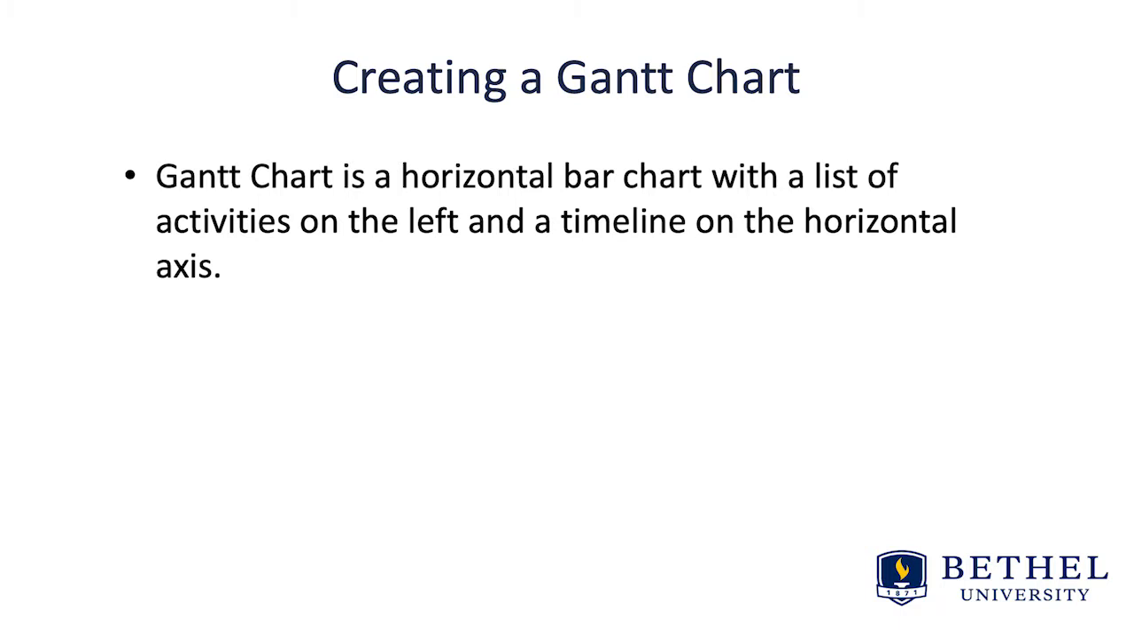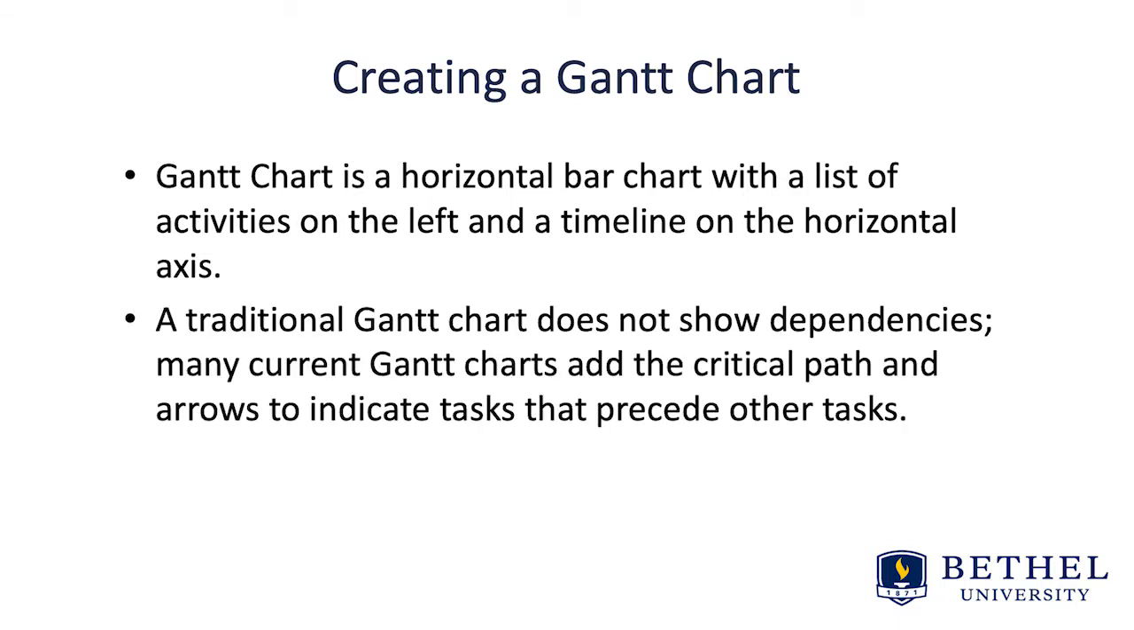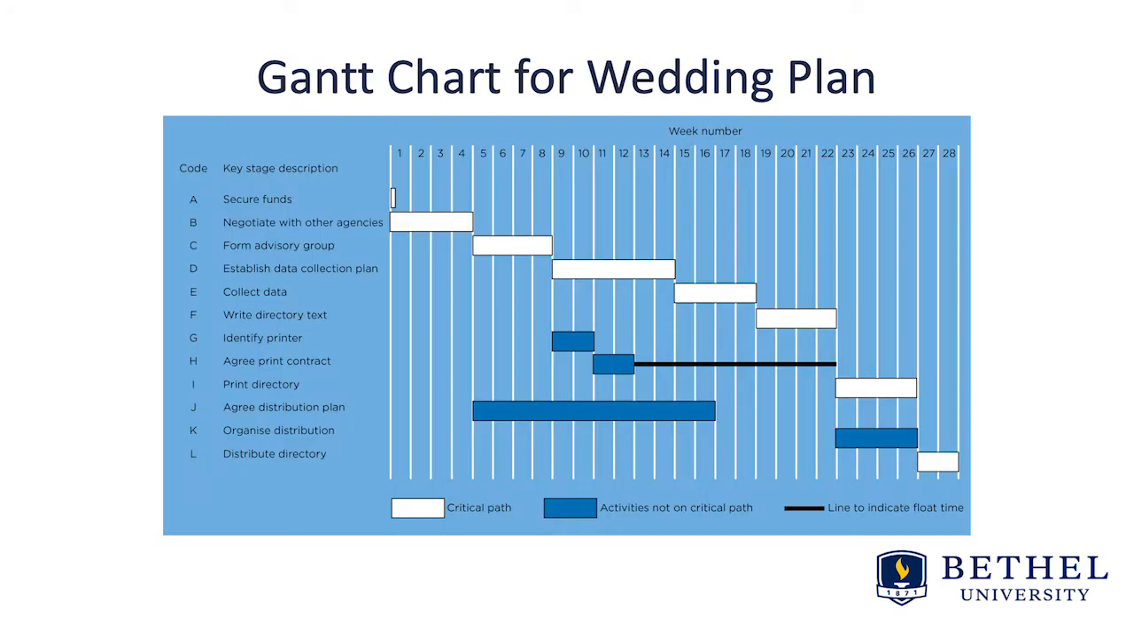A Gantt chart is a horizontal bar chart with a list of activities on the left and a timeline on the horizontal axis. A traditional Gantt chart does not show dependencies. Many current Gantt charts add the critical path and arrows to indicate tasks that precede other tasks. Here's an example of a Gantt chart. As you can see, there are 12 tasks on the left and a series of numbers to represent the weeks that the tasks are used in duration to the project. As you see here, this gives you a visualization of the project and everything that needs to happen and when it should happen.